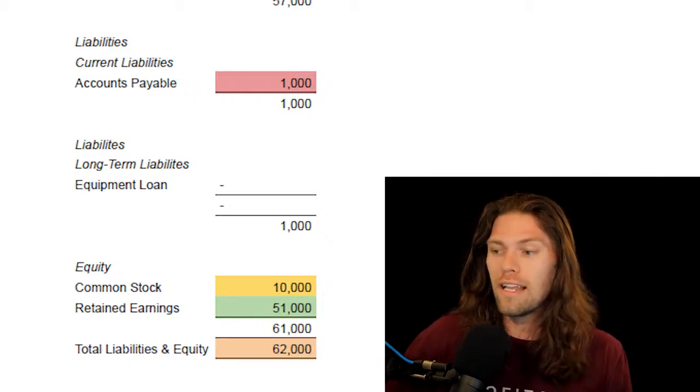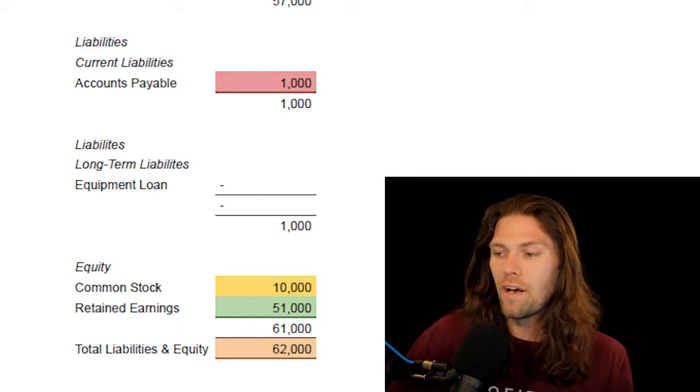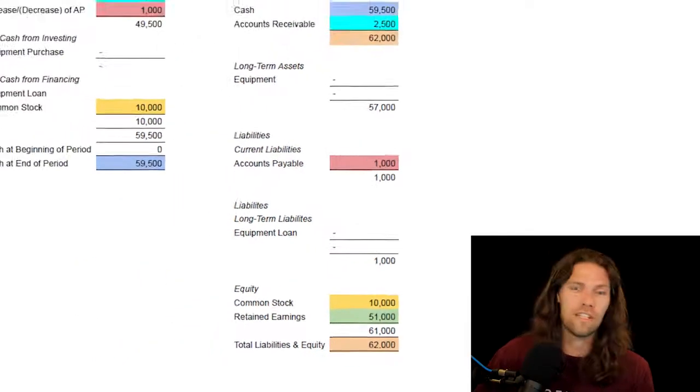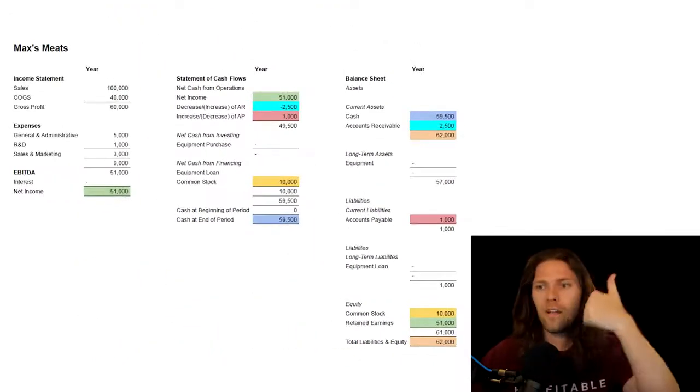Our total liabilities and equity combined is $62,000. And yep, that matches our $62,000 up top. So our accounts are balanced and we are good to go.